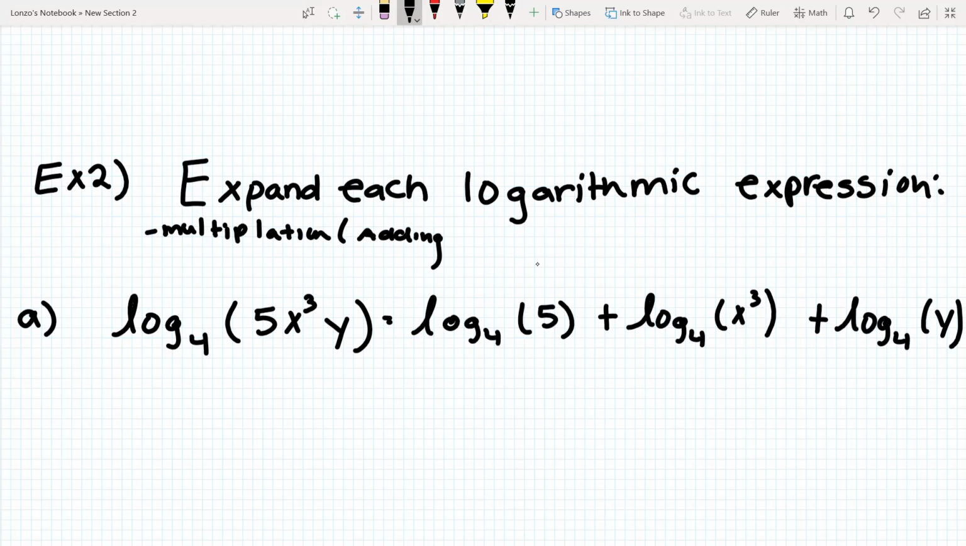Now, is this completely expanded? Not quite. What do we have? We have this x cubed, right? So when you're expanding a log and you have a power, you put the power in front of the log. So this is going to be plus 3 log base 4 of x, and then bring down the rest.